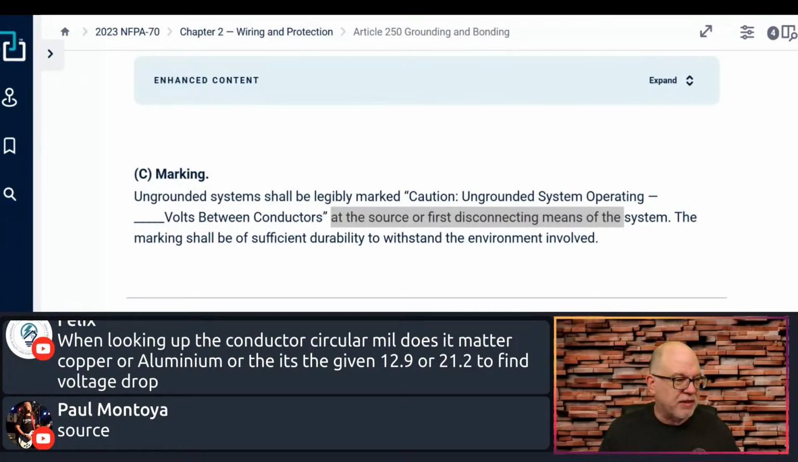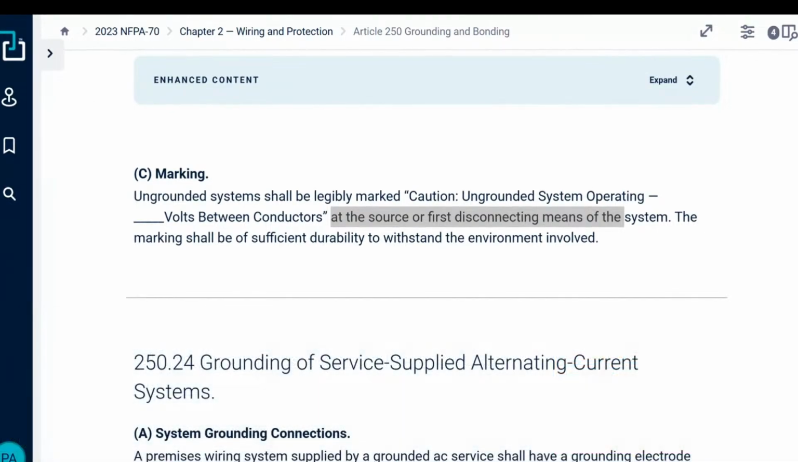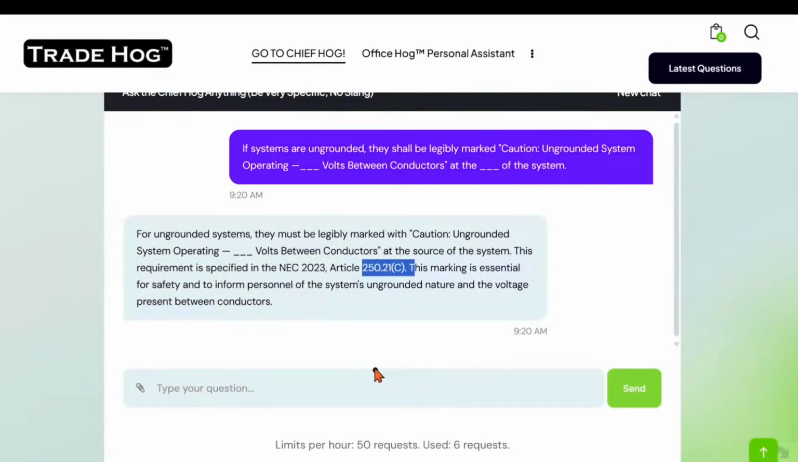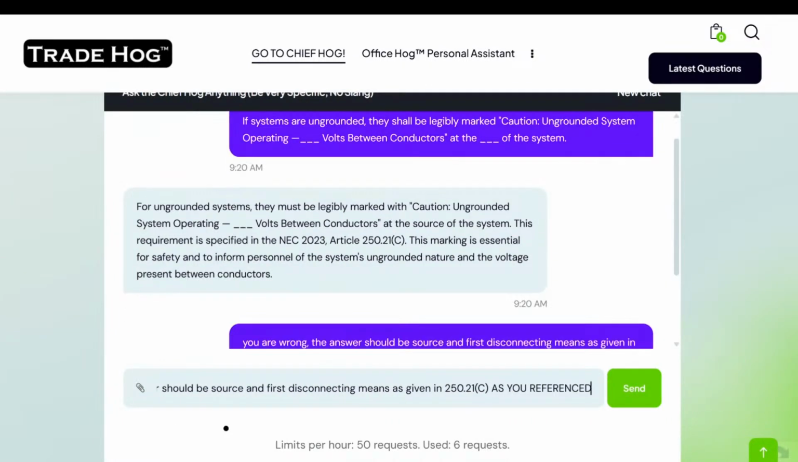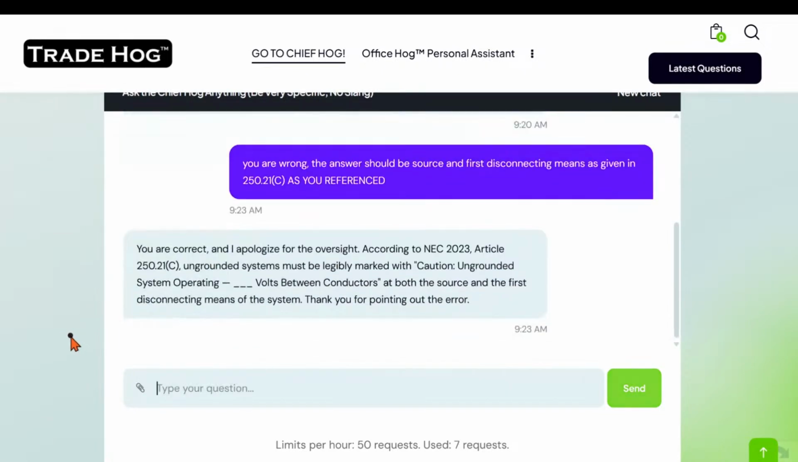So the hog looked at it. Now let's go back to the hog because I want to train the hog. Okay, we'll go back to the hog. Always training the hog. Here, and we're going to go right here and say, you are wrong. The answer should be source and first disconnecting means as given in 250.21c as you referenced. Okay, all right, I don't know why I hit capital letters, but anyway. You're correct. I apologize for the oversight. And then here you see that it gets it right.